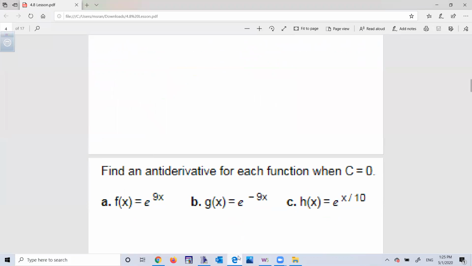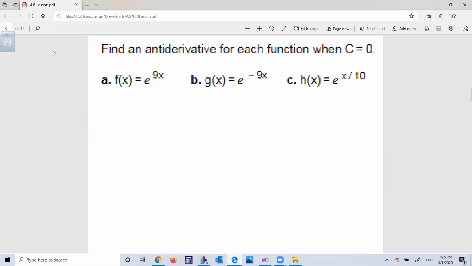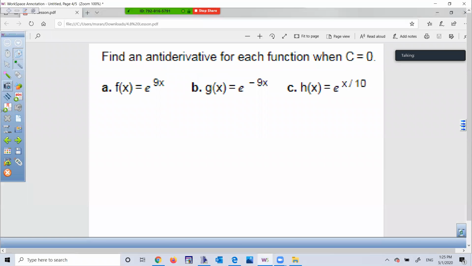Let's do more. This one. So find an antiderivative for each of the functions. In each of them, you're going to assume that C is 0. So every time you finalize the antiderivative formula, make sure you plug in the 0 for the C, and basically you don't need to write the C anymore because in this case, the C is going to be 0. So for the first problem, letter A, I need to see what's the antiderivative formula for e raised to 9x.